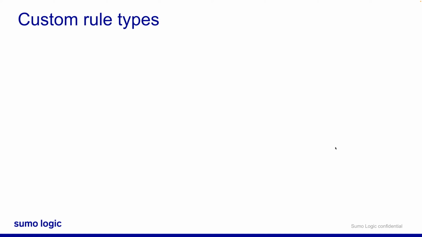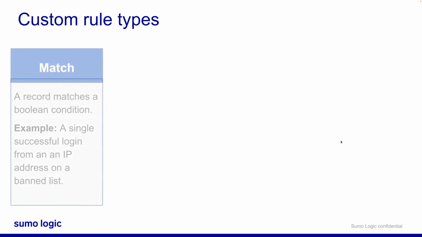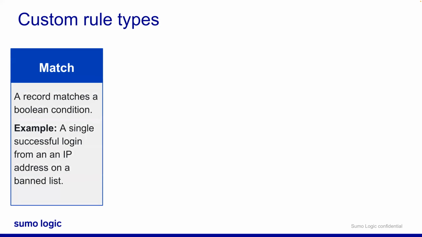There are 4 different types of rules. There is a match rule. This is the most simple rule. It's going to take a simple Boolean statement and check if it's true or false. If it's true, then an entity will be extracted and a signal will be created. For example, you might want to look at an IP address and see if it matches a ban list. True or false. Very binary.